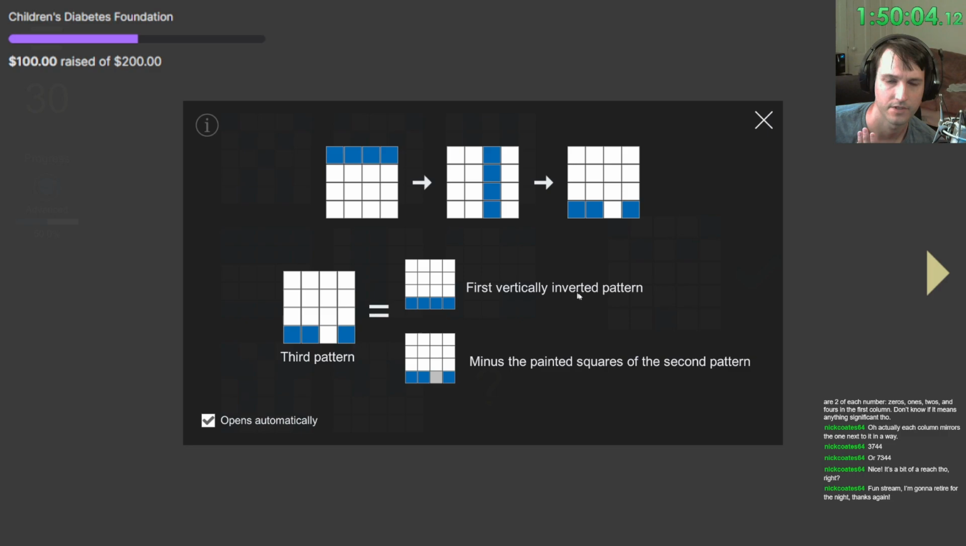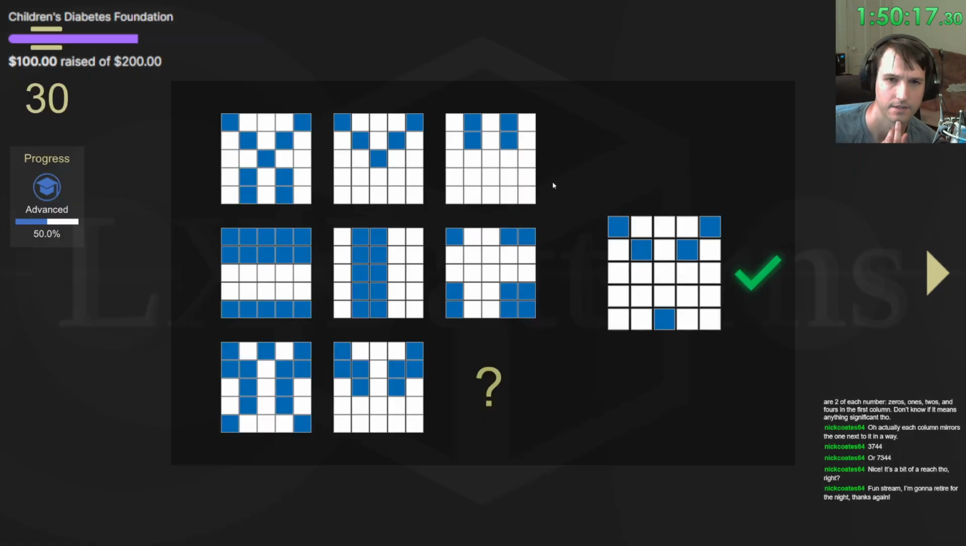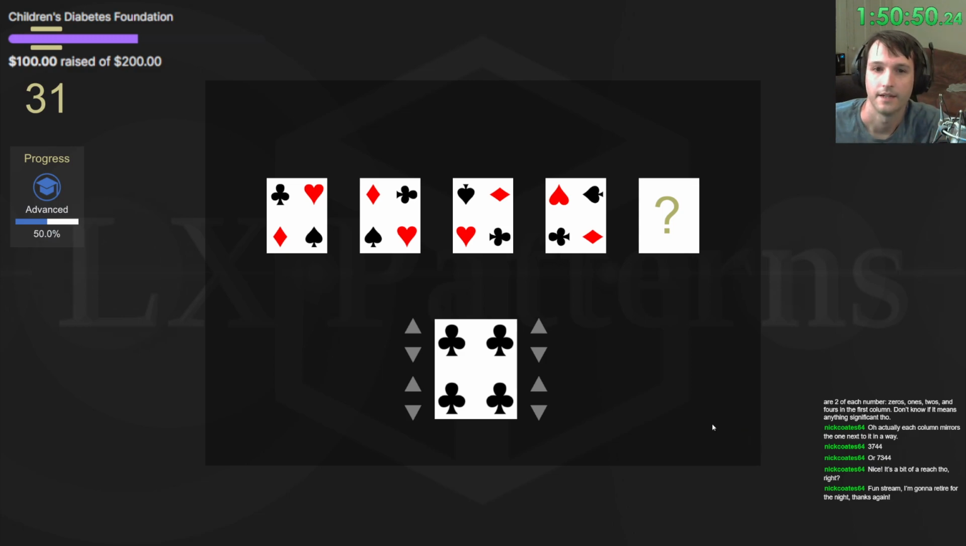First vertically inverted pattern minus the painted squares of the second pattern. Okay, sure. I mean I get it. Minus the painted squares of the second. Then why are... I mean, I could have just tried that one right out the gate where it was like... Okay, I see it now. Alright.